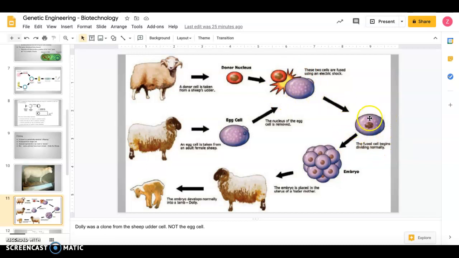Then the fused egg cell begins dividing normally, dividing into an embryo, right? And then the embryo is placed into the uterus of a third sheep, a foster mother. The embryo develops normally into a lamb, and in this case, it was Dolly. Dolly would have the same genetic makeup as the sheep from where the udder cell was taken, the body cell, not the egg cell, because the nucleus, the genetic information, was taken out.